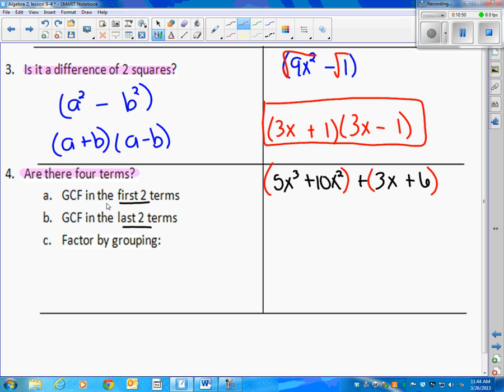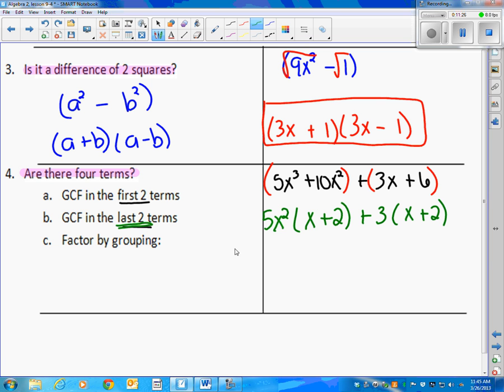Part A, look just at the first 2 terms. What's the greatest common factor? Well, I can pull out 5x squared, which leaves me with x plus 2 on the inside. What is the greatest common factor in the last 2 terms? I can see they both have a 3 in them. So I'm going to pull out a positive 3, which leaves me with x plus 2.